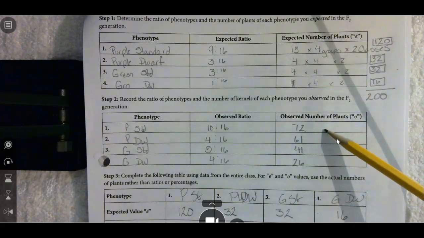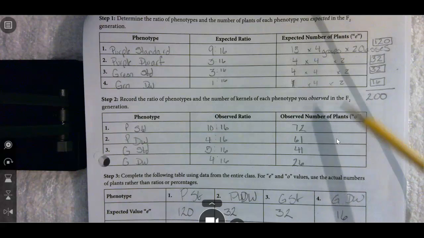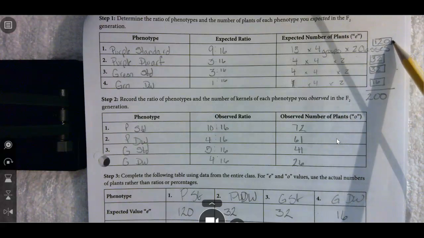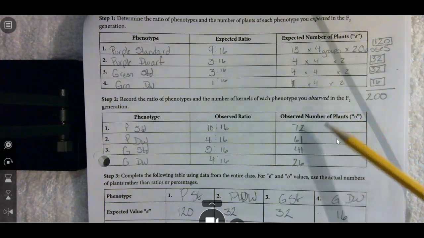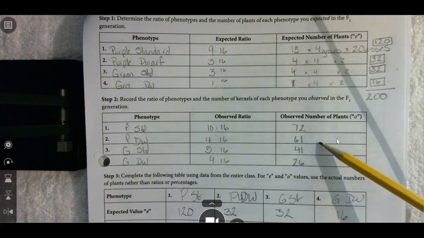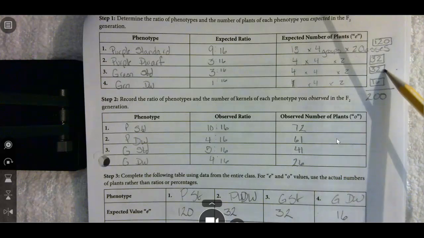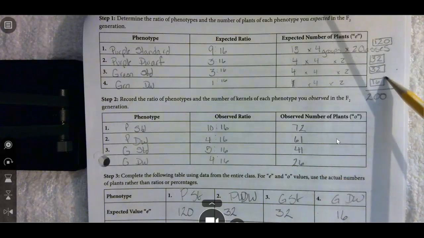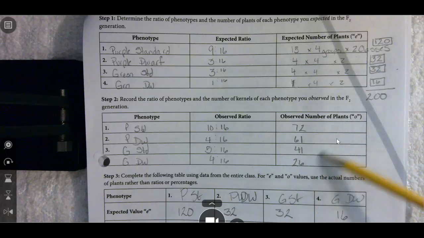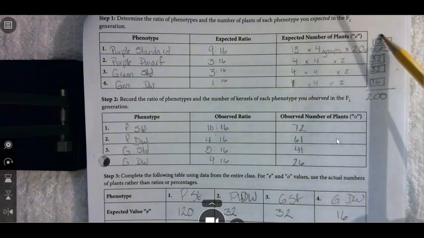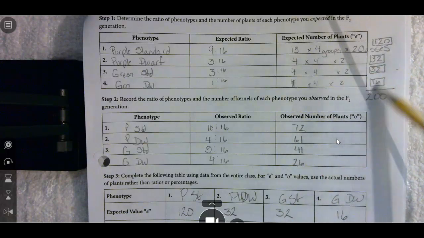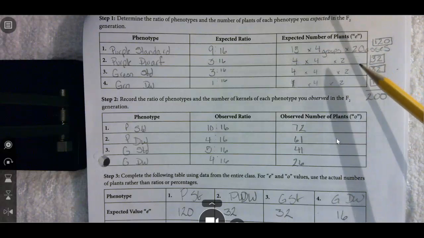The observed was 72 purple standard, and we expected to see 120. That's a big difference. The observed was 61, the expected was 32, 41, 32, 26, 16. So our observed plant data was very different from our expected plant data.